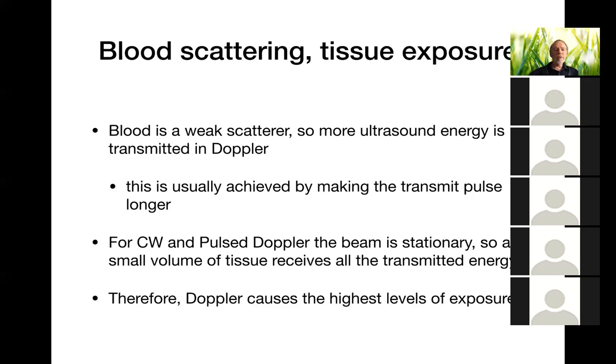And so the result of these two considerations is that Doppler, and in particular pulse Doppler, normally causes the highest levels of patient exposure. And so when you're doing pulse Doppler is when you most need to keep an eye on the safety parameters that are displayed on the screen.